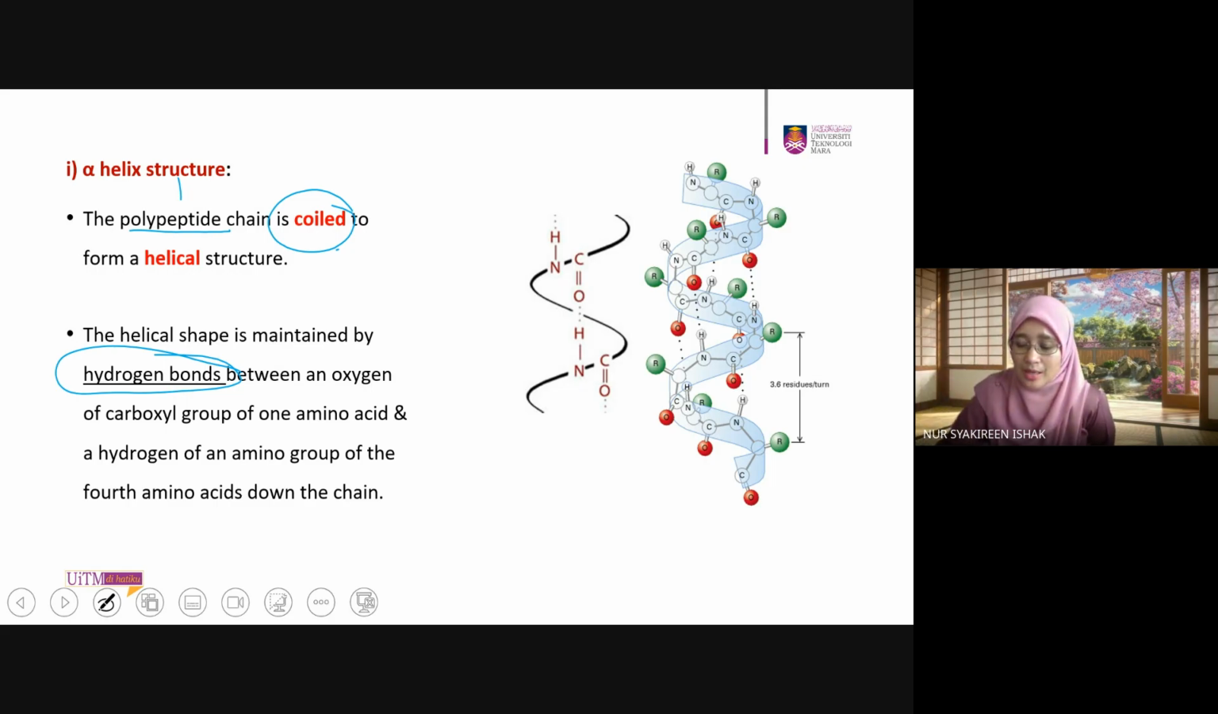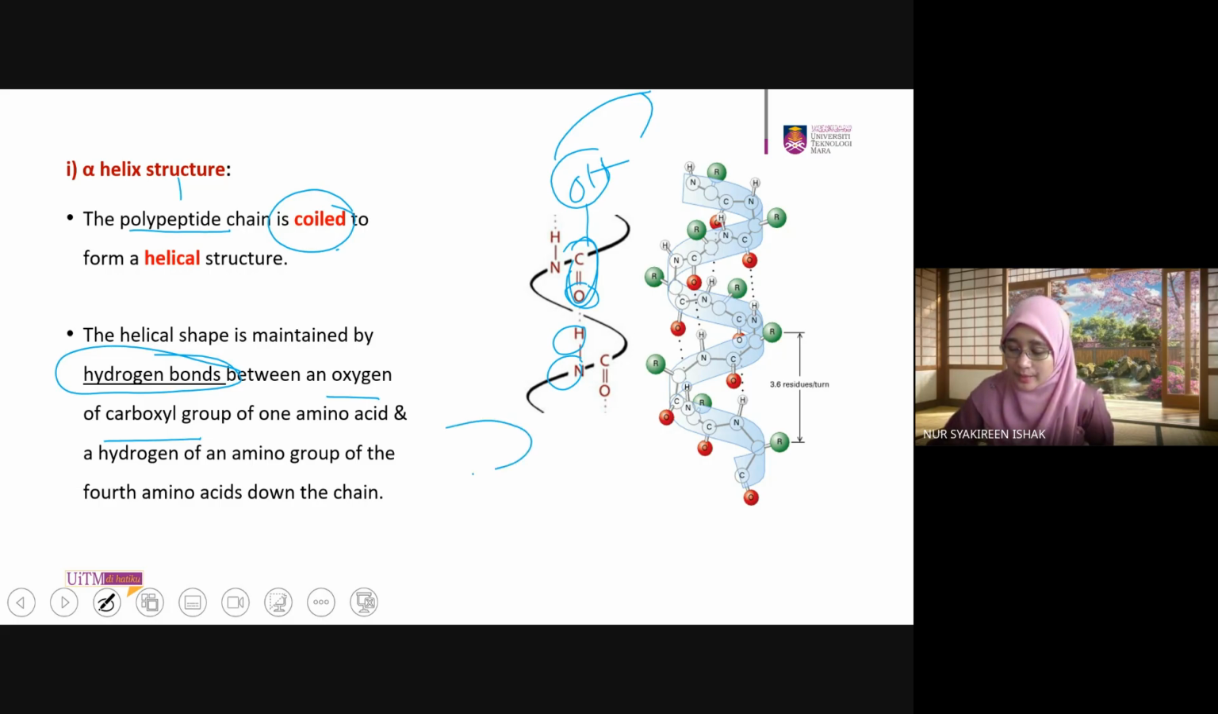hydrogen bonds between the oxygen of the carboxyl group. Asalnya dia carboxyl lah, bila dalam keadaan ni orang nampak dia macam carbonyl kan. Tapi sebenarnya, initially dia ada OH kan kat situ. Tapi sebab dia nak form bonds, so OH ni release tadi kan dalam proses dehydration. Okay. So between the oxygen of the carboxyl group of one amino acid and the hydrogen of the amino group of the fourth amino acid along the chain.